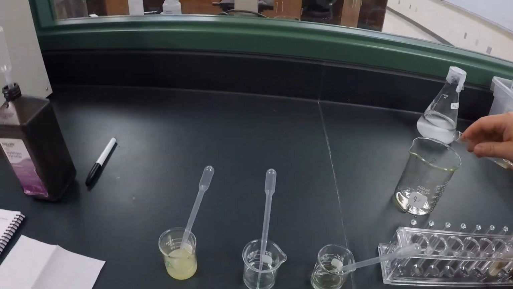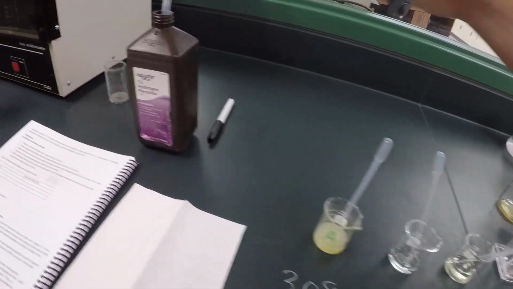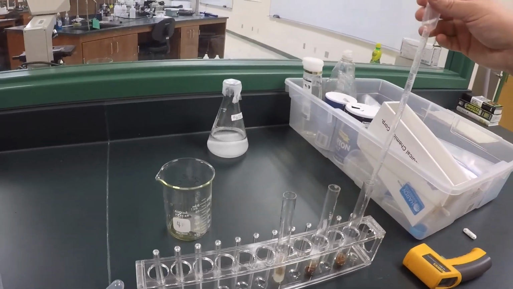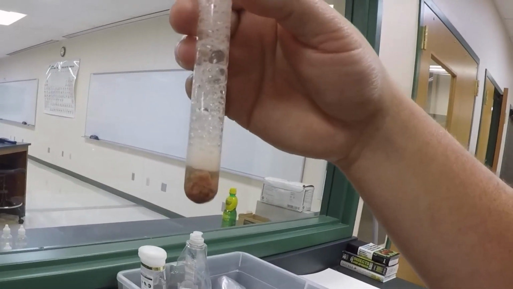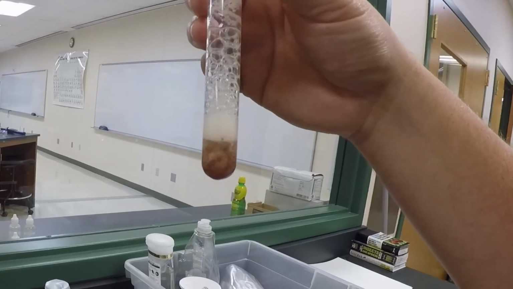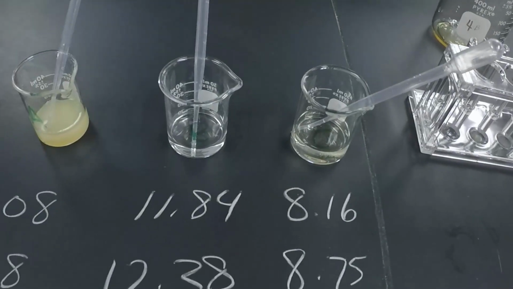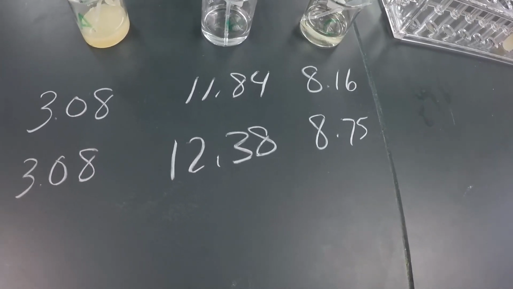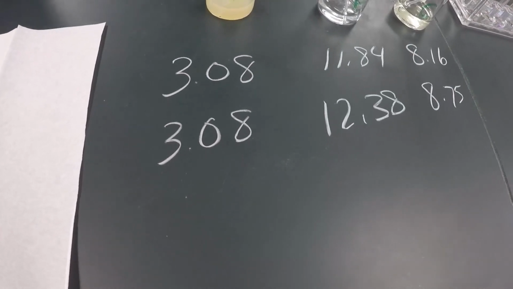Okay, and we're going to go with C. And more hydrogen peroxide. And you can see that C is working like all the rest of them did. Lots of catalase, pretty quick reaction, and you can see that those are the pHs again. 8.75 for C, and then B is 12.38, and A is 3.08.